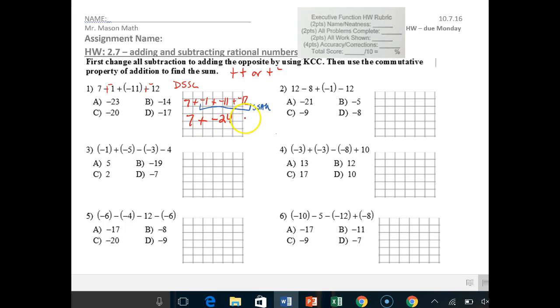And when I add this part together, I'll notice, hey, this is now DSSL. So 7 plus -24, I'll subtract. I should get -17. Why is that? Because I have more negatives than I do positives, so D. So I would pause if I were you and try number 2.